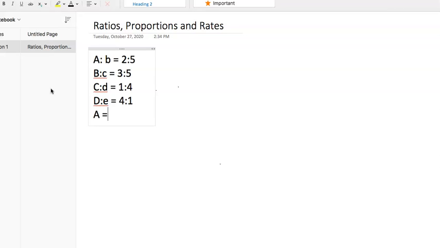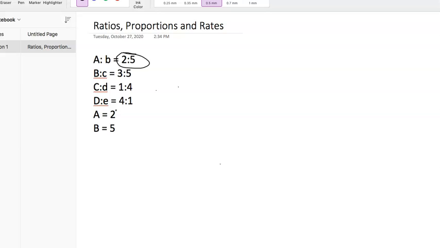You start off with A equals 2 and B equals 5, let's say. So that's right here. Let me get my pen back again. We have this 2 to 5 ratio here, and then we did the same thing right there, 2 to 5. I'll just keep using the pen so I don't have to keep going back and forth.